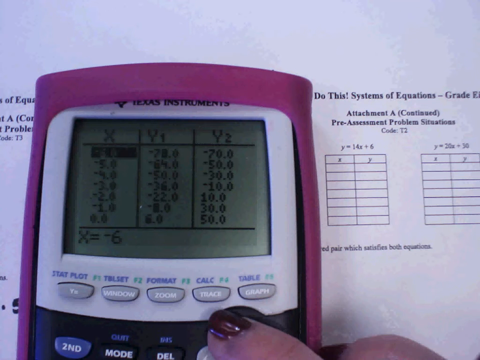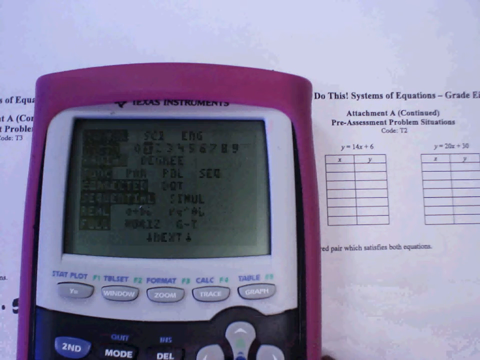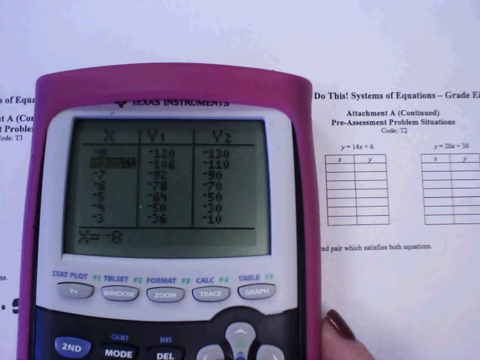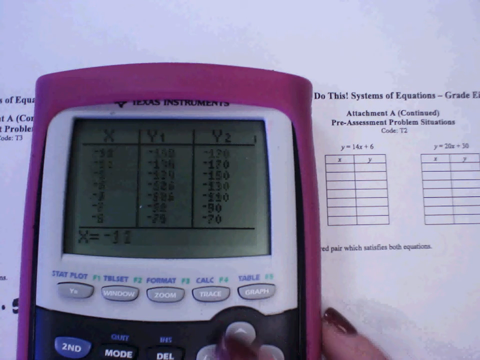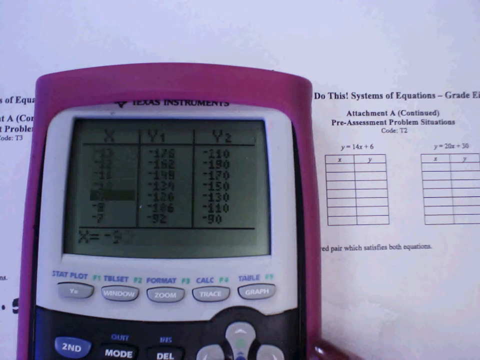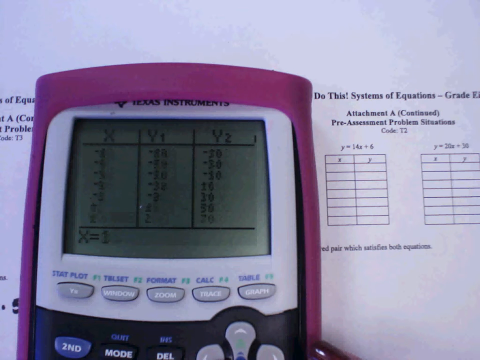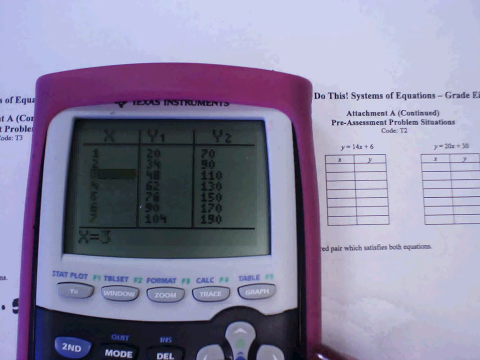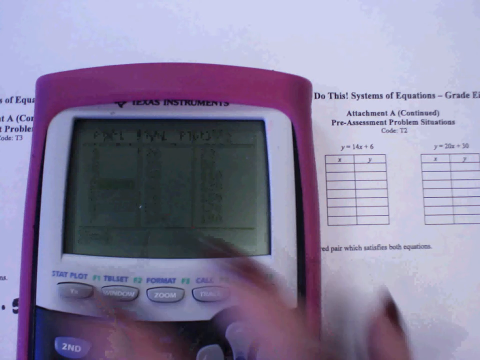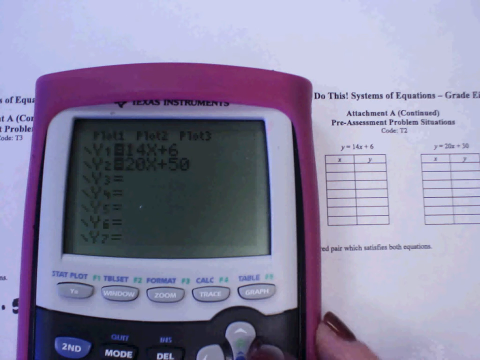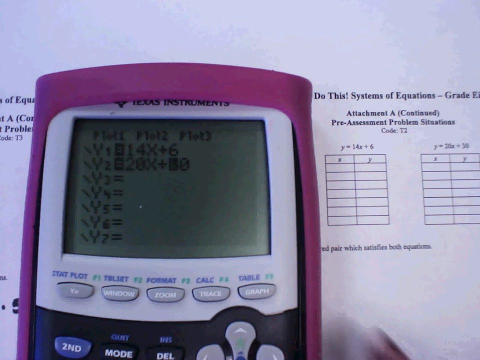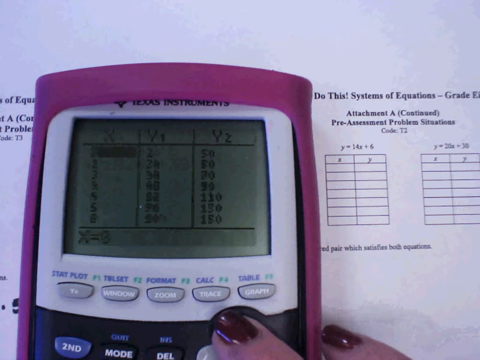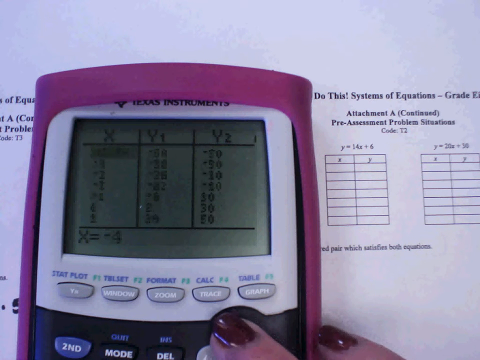I gotta change my mode. That's driving me insane. Hold on. I changed my mode. Oh, can you see it? Where is it? I cannot see it. Do you see it? Oh, because I put plus 50. It's plus 30. That's why I couldn't see it. There it is. Do you see it?